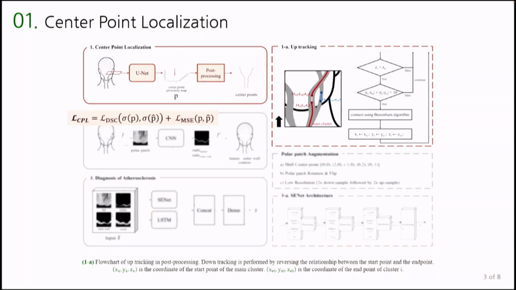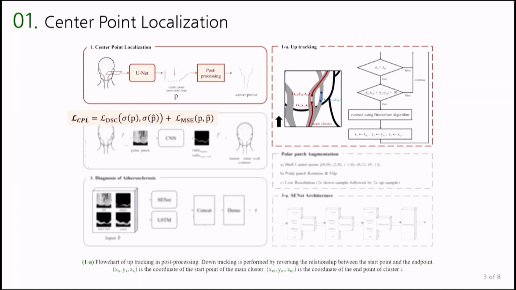We use a U-Net to locate the center points of the arteries. The model receives 3-channel input of 3 consecutive axial slice images and returns a center point proximity map. The model is trained using dice and mean-squared error loss. Dice loss is calculated after applying the sigmoid function to the proximity map.